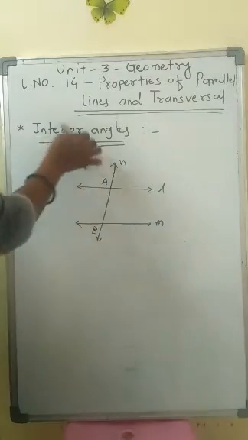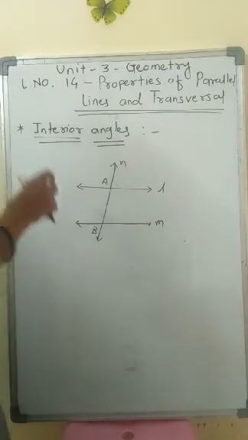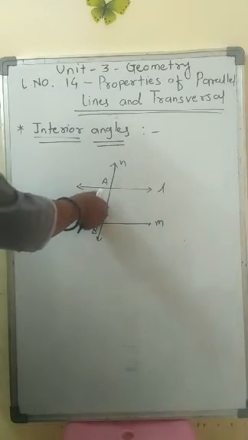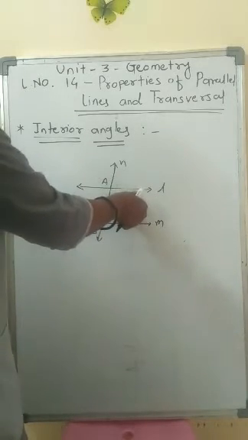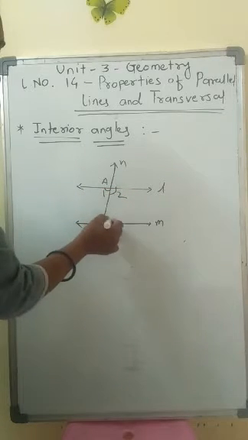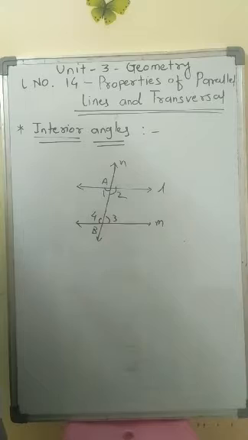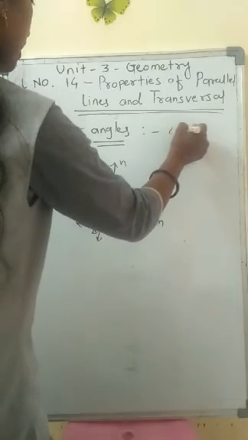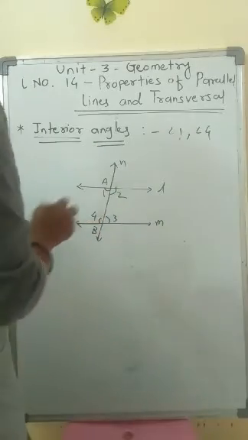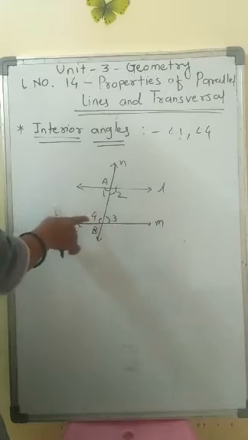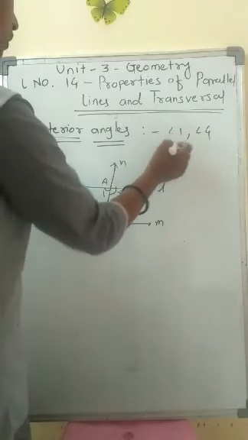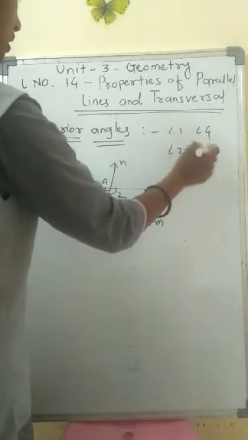So how do we form the interior angles? Interior means the portion between the two parallel lines. So we give here angles 1, 2, 3 and 4. The interior angles are angle 1, angle 4, angle 2 and angle 3.